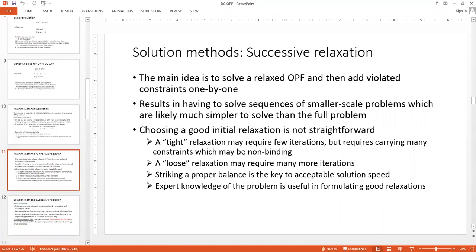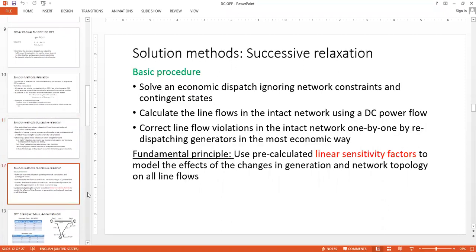So again, I'm not going to discuss this in detail. This is associated with our problem of OPF. So let's go through the basic procedure here. The basic procedure is, first of all, we will do the ELD solution. Remember, I said the OPF, specifically the DC OPF, is nothing but a combination of ELD plus DC load flow. This is what DC OPF is.